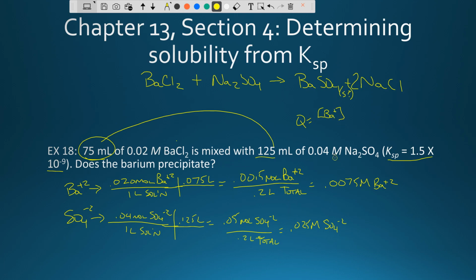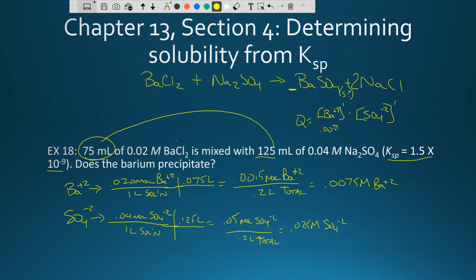And let's double check. I see that in my equation I have 1 barium, so that's to the 1 power. And I see also my sulfate in there, don't I? That's going to be a -2. And notice my sulfate is to the 1 power as well. And so now I can plug in my values.